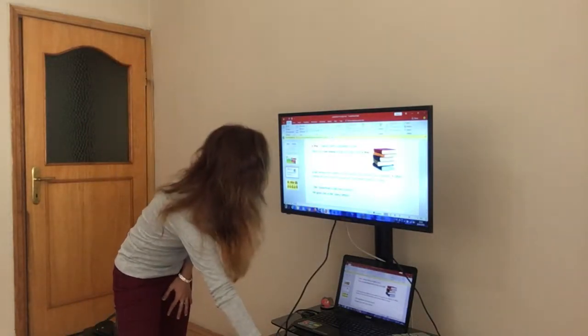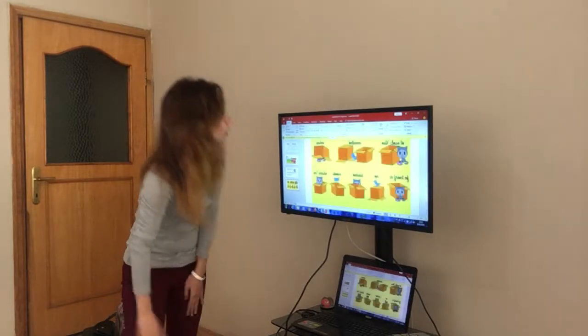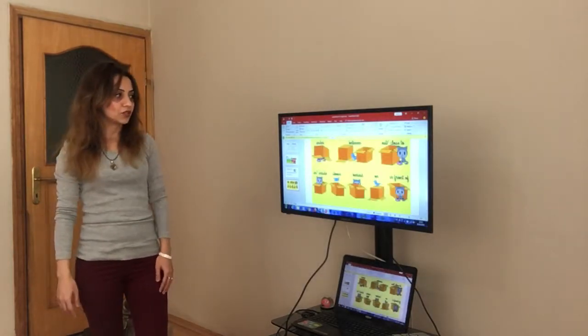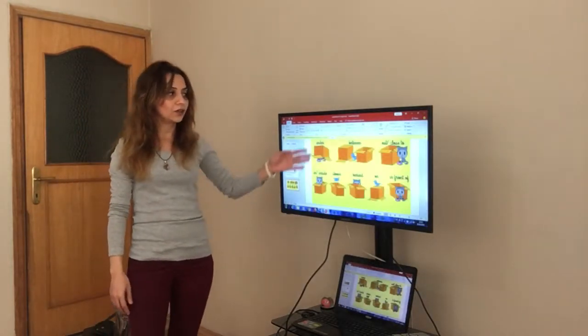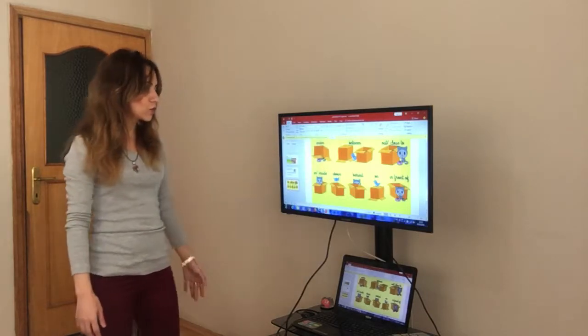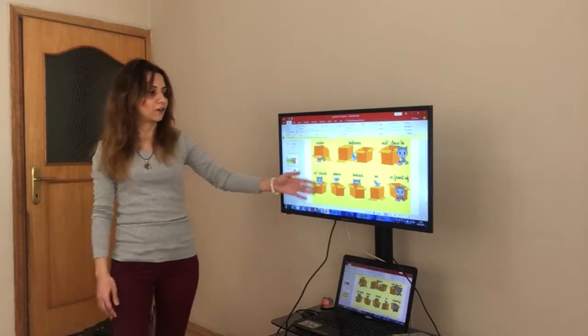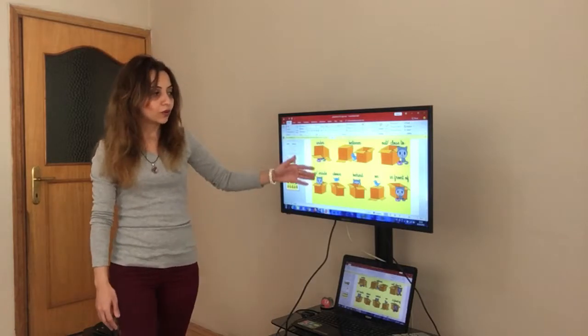Now let's look at the next. As we said, today we will learn about place prepositions. Okay, what is under, between, out, close to, in, inside, above, behind, or on, in front of?